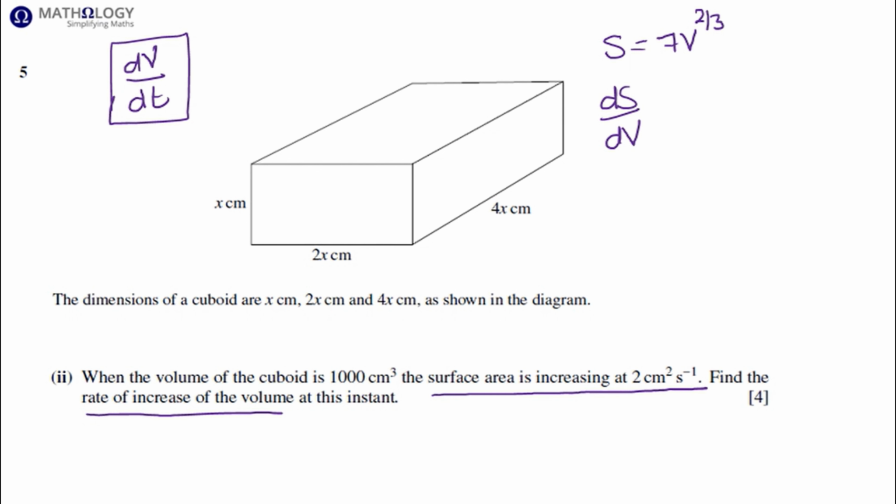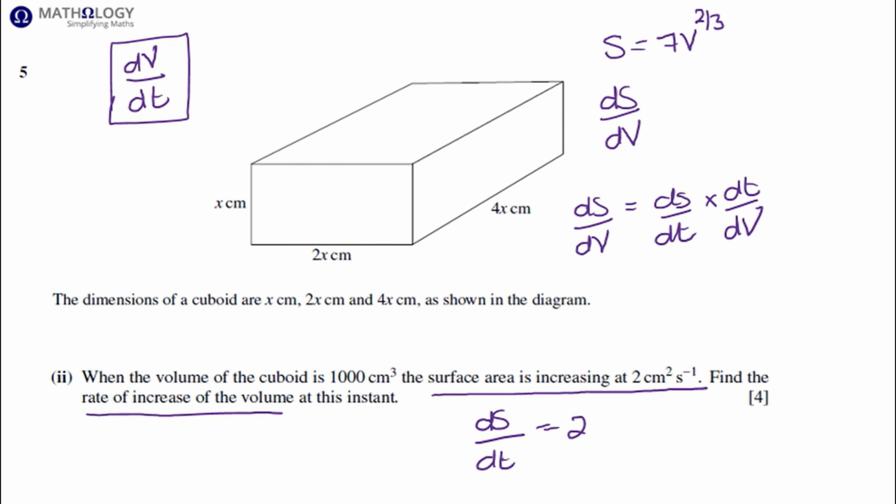So we are given that the surface area is changing, whereas we have a quantity dS, at a rate of 2 square centimeters per second. So dS/dt will be 2. We now need to relate these three differentials, dV/dt, dS/dV, and dS/dt, together. So dS/dV equals dS/dt times dt/dV. All we are doing is relating these three differentials to each other.